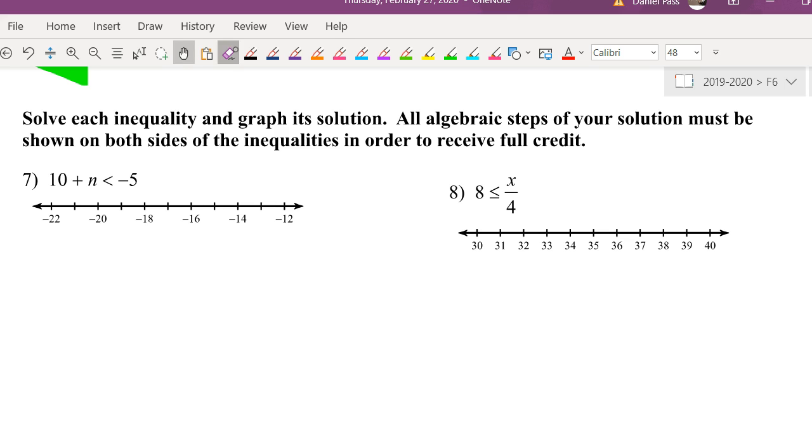Here we go. You have to show your work, but the way that this software makes the test, you're going to need to rewrite it because the graph is right underneath. All right, what are we doing on both sides?